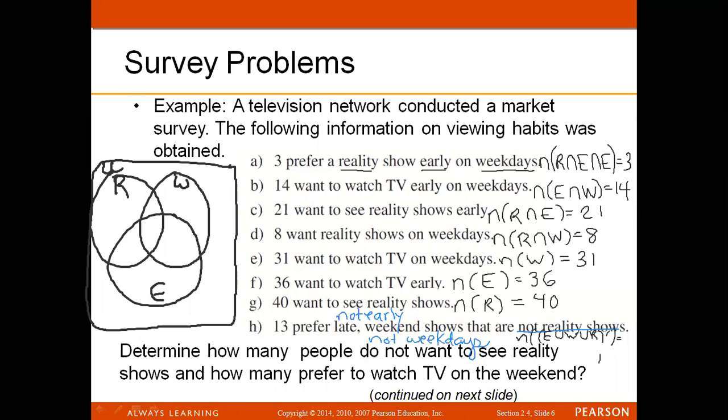is 13. Now, some of these regions I would call freebies. So this 13 is a freebie. It's this outside area. So everything that's not in E or W or R is on this outside matted area. So that's done. Now another freebie is the 3. Oh, still wrote that one wrong. My goodness. Okay. The number who prefer reality and early and weekday.